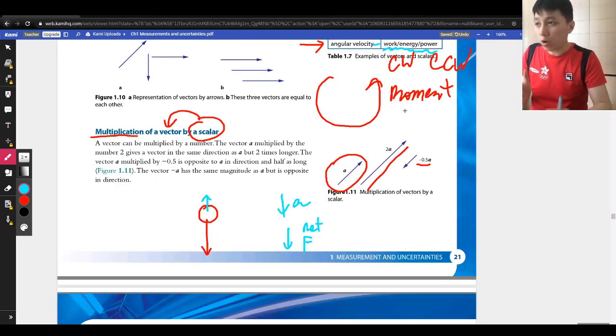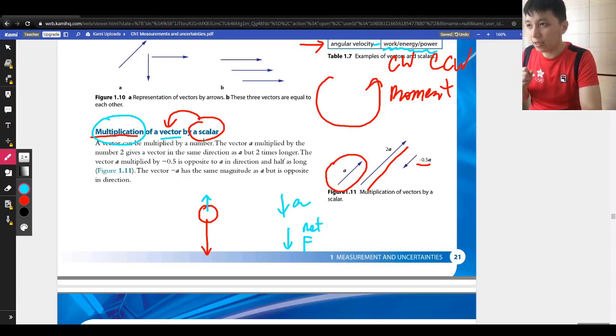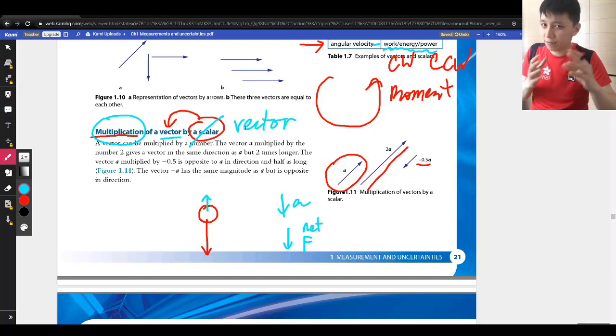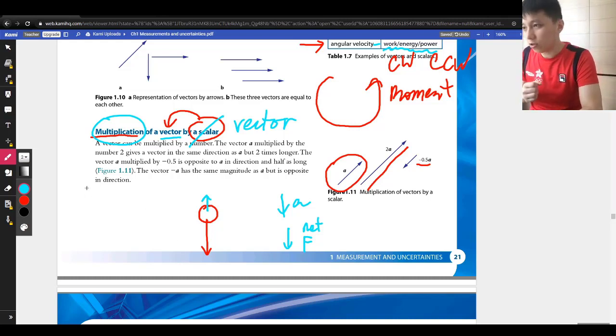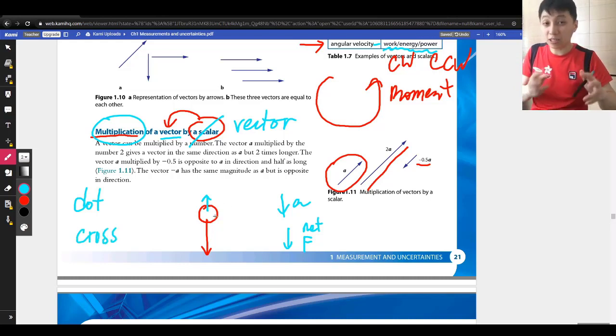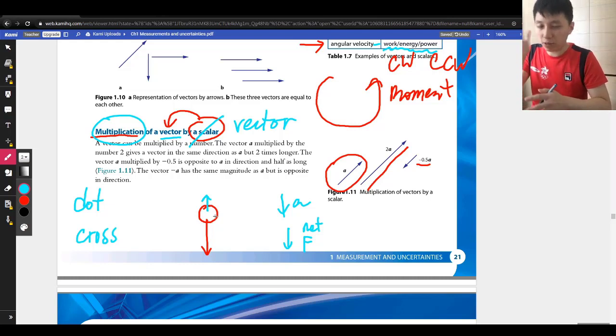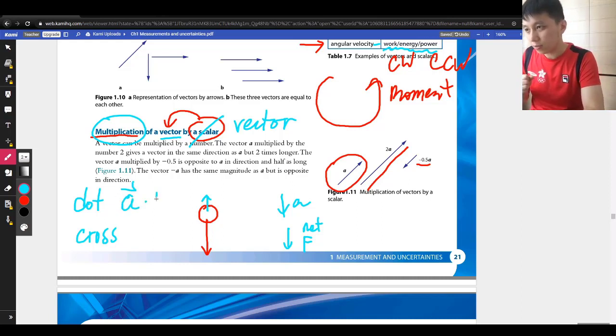Next, you may be wondering, what if we do multiplication of a vector, not by a scalar, but with another vector? This gets quite complicated and goes beyond the IB physics syllabus, so I don't want to go too deep into that. But if you're really interested, go and search for something called the dot product and cross product, because these are the main two ways of multiplying one vector by another vector. When you try to express it, you write vector A, dot, vector B, so this is called the dot product. When you do the cross product, it will simply be A cross B.